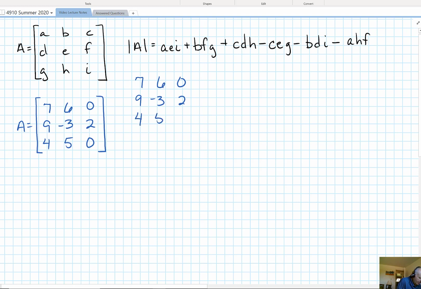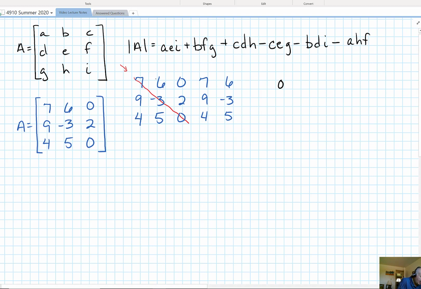And then what I'm going to do is copy the first two columns, 7, 9, 4, 6, negative 3, 5, right next to it. The reason I like this procedure is because it's reminiscent of what we use with 2 by 2 matrices. So here's how it goes. You first start in the upper left hand corner, and you multiply down that diagonal. Just multiply those three things. So 7 times negative 3 times 0 is of course 0.